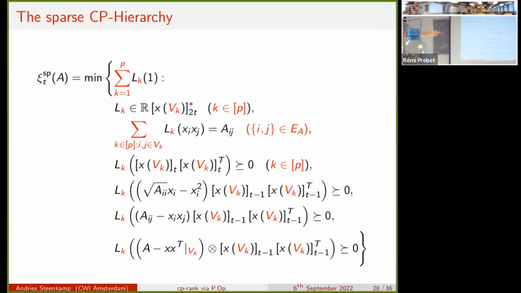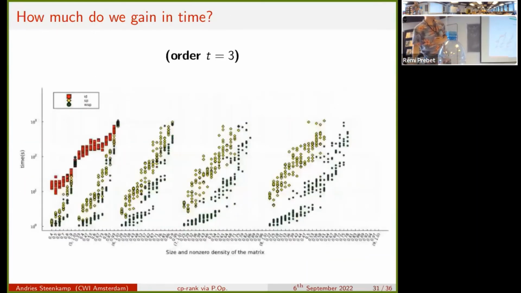But this is the bottleneck. This is our biggest PSD constraint, and this is the one that the computer complains about first. So by weakening it, we end up with this separation between the green and the yellow, the weak sparse.